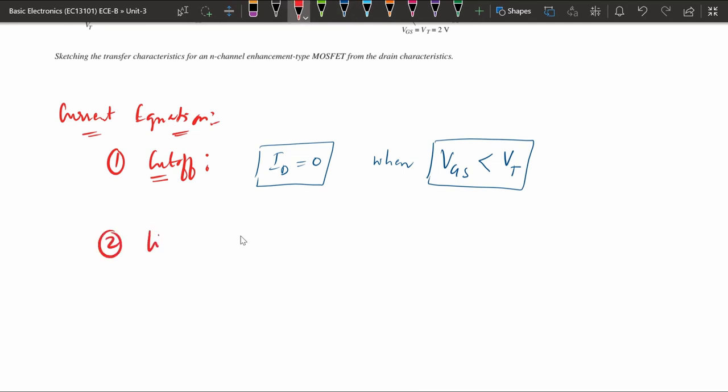The second case is linear, or we call it the triode region.